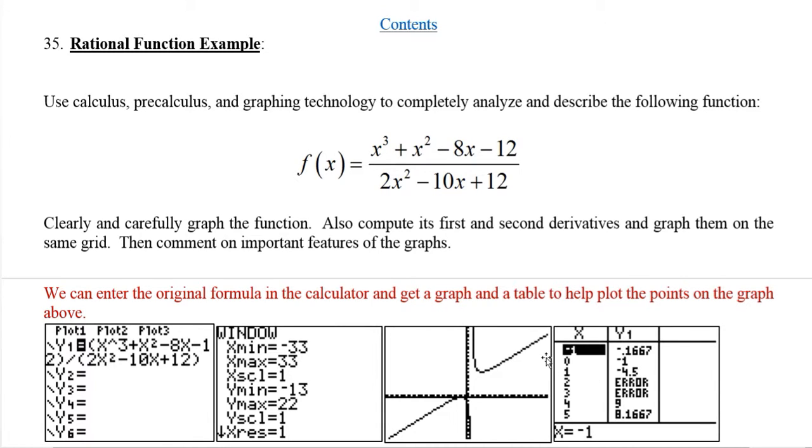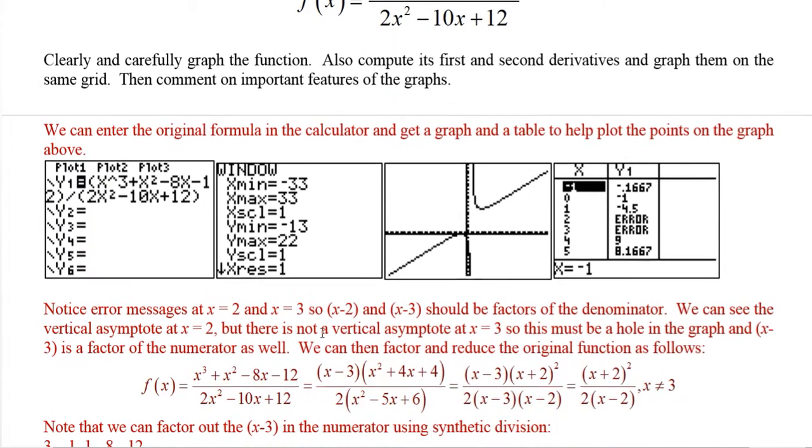When we do a quick table of it, we sort of stumble across x is 2 and x is 3 both giving us errors. And so if that's the case, those should be factors of the denominator here. Clearly we can factor out a 2, and then we're left with x squared minus 5x plus 6, which apparently factors as x minus 2 and x minus 3. So we could kind of check that out.